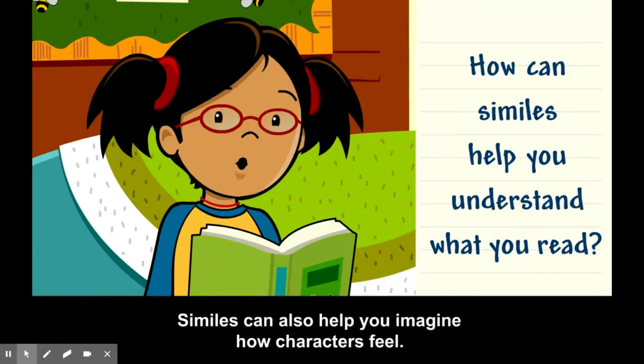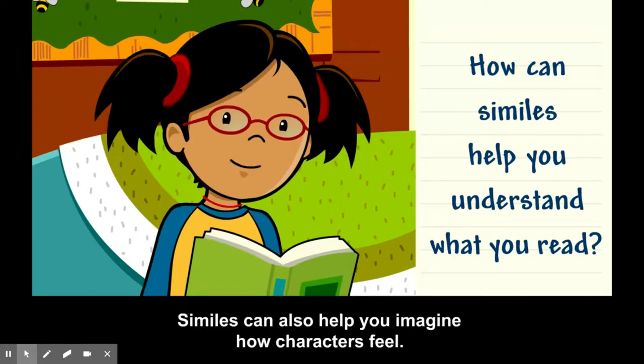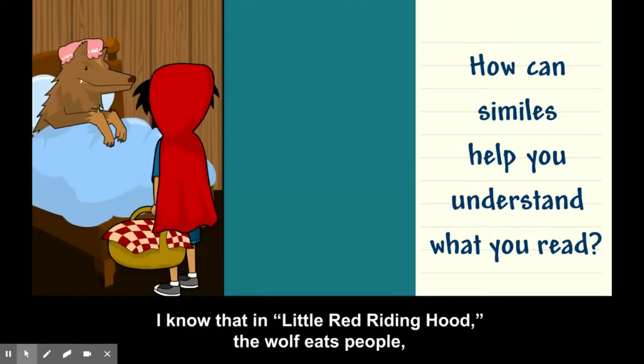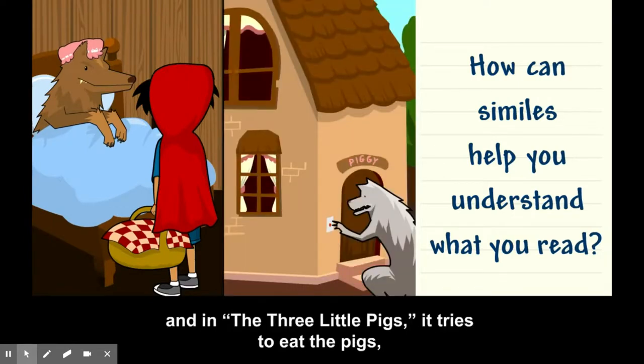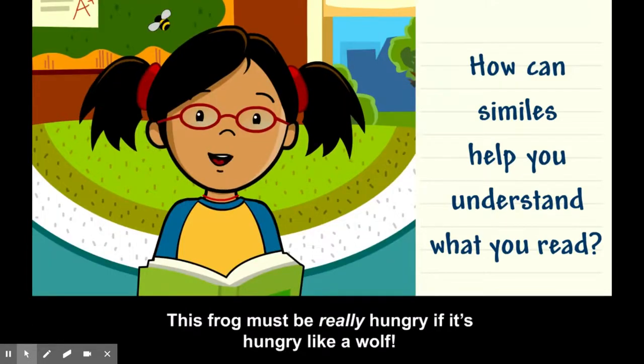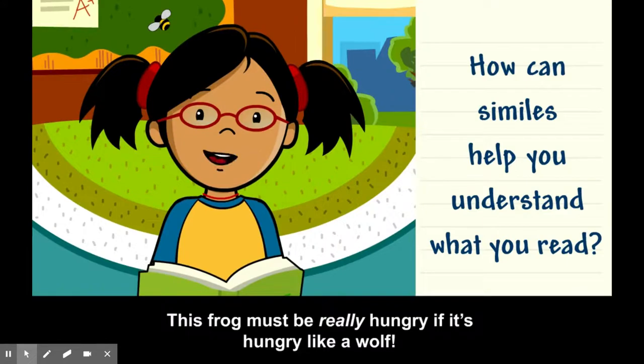Similes can also help you imagine how characters feel. In the story, the frog was hungry like a wolf. I know that in Little Red Riding Hood, the wolf eats people. And in the Three Little Pigs, it tries to eat the pigs. So I know wolves are famous for being hungry. This frog must be really hungry if it's hungry like a wolf.